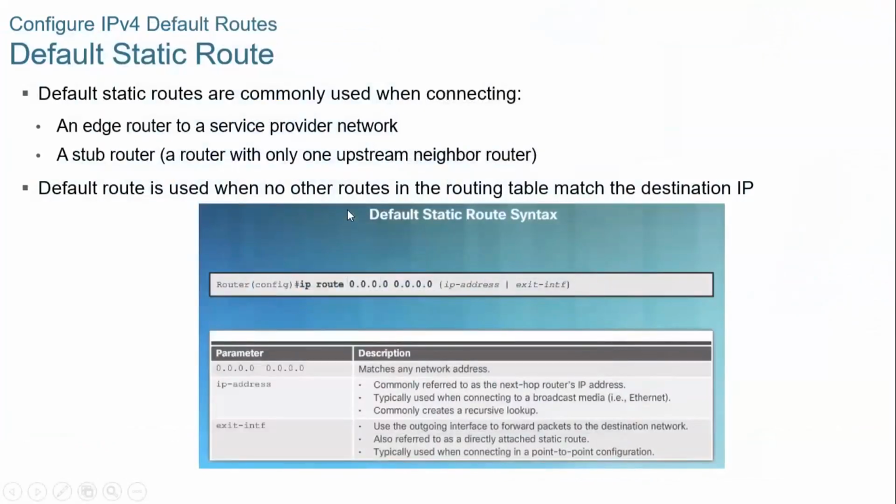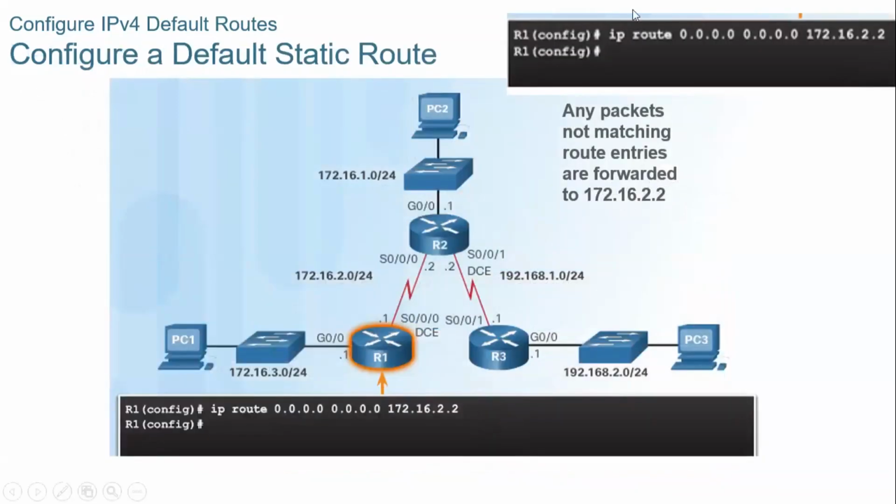Default static routes are used commonly when connecting to an edge router, to a service provider network, or a stub router, from anywhere to a stub router, or a stub router going out. The default route is used when no other routes in the routing table match the destination IP. So here, IP route any network, that means 0.0.0.0, 0.0.0.0, any subnet, and then you have the next hop IP or exit interface. This part tells us that it will match any network address. So how do we configure that? We configure IP route, any network, any subnet mask, and then the next hop IP address.